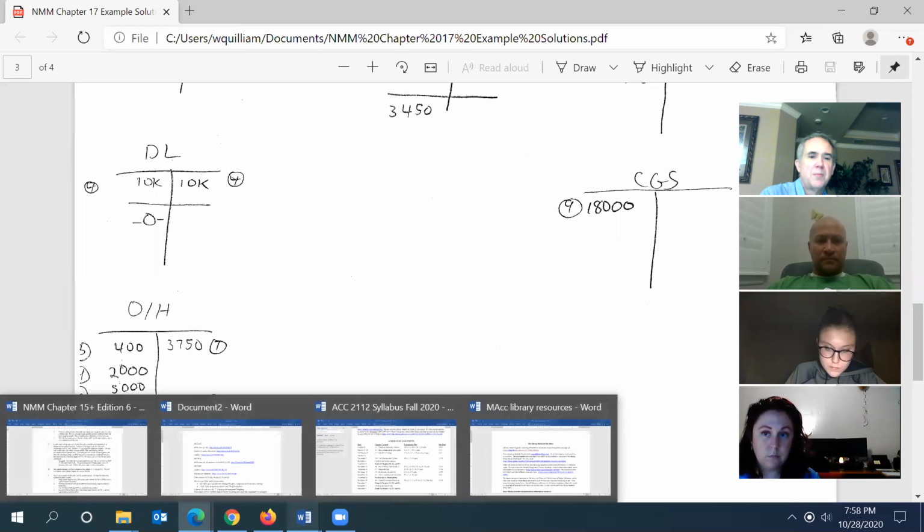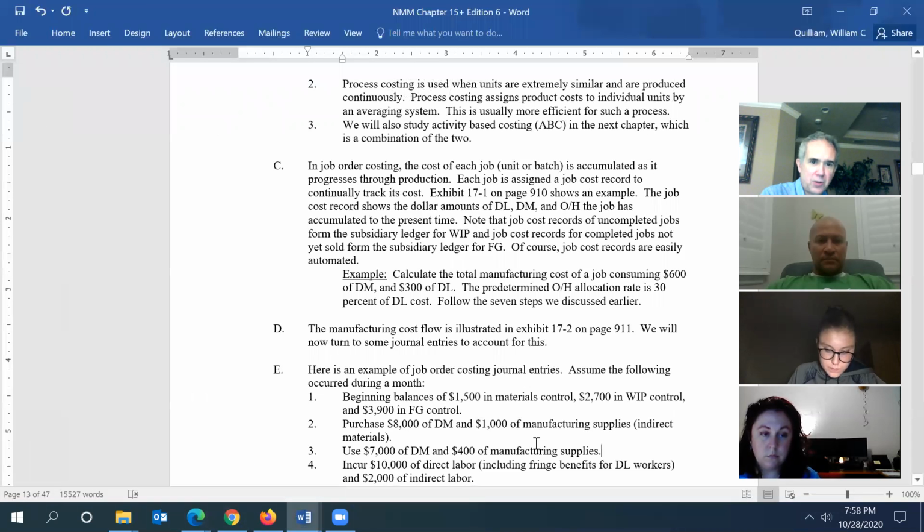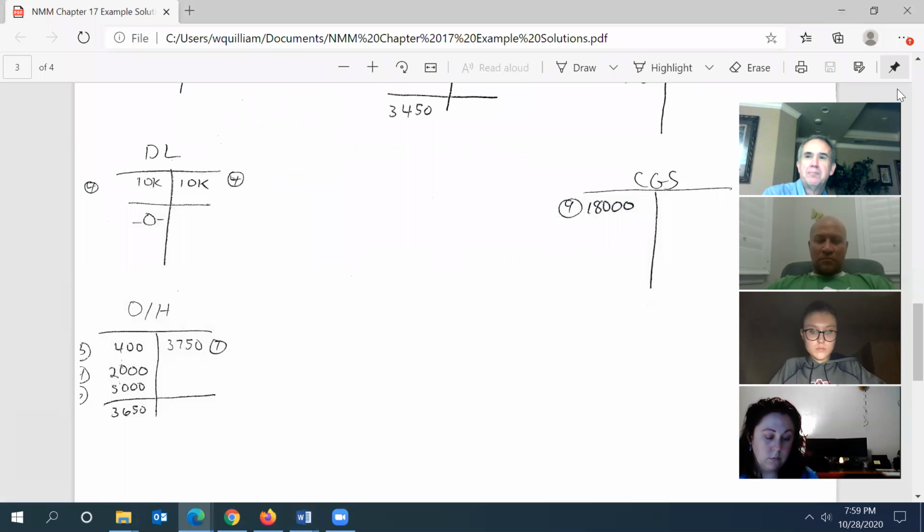All right, let's come back to the outline itself and look at journal entry number 4. This time, direct labor. So we're going to incur $10,000 of direct labor, including fringe benefits for direct labor workers, and $2,000 of indirect labor. Again, those are people like maintenance people, manufacturing supervisors, etc. So let's see how we do the journal entry for this.